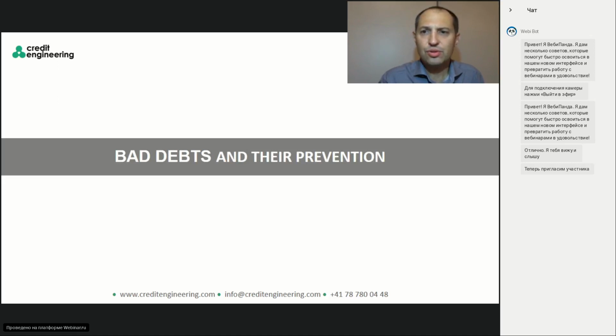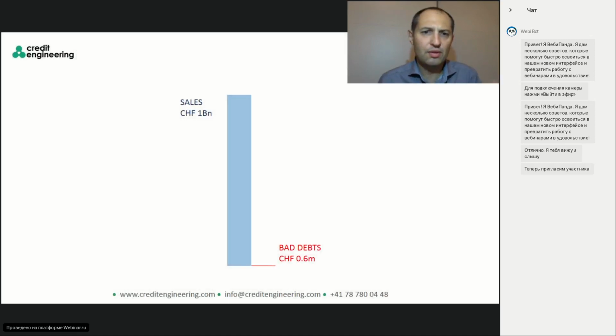Let us use a pretty simple example from real life. These are numbers I took from the annual report of quite a big Swiss company, a publicly traded company in Switzerland. As you can see, bad debts, which are 0.6 million Swiss francs, are very difficult to see if we compare them with sales. But sales is not the only comparison for bad debts.